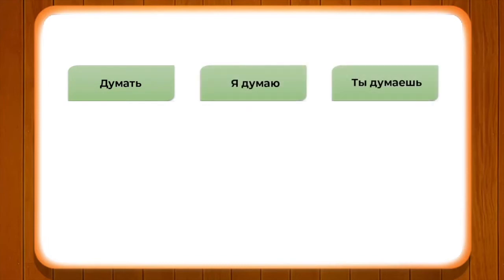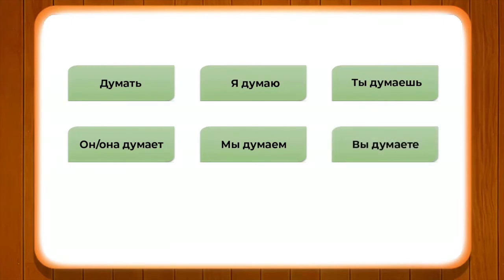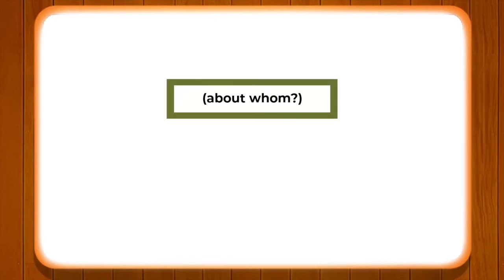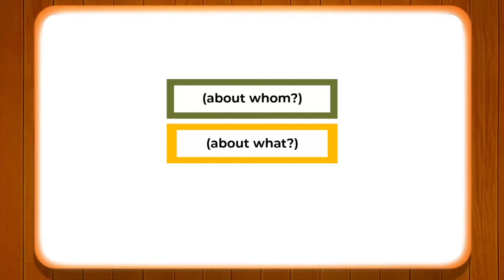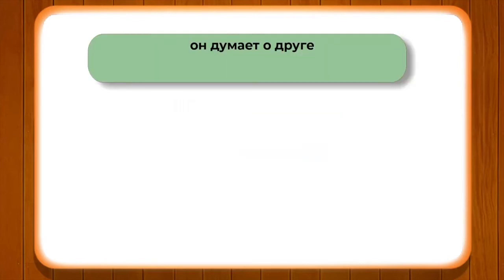For example, the first one, думать. Я думаю, ты думаешь, он, она думает, мы думаем, вы думаете, они думают. So, think. When we are using the verb to think, let's use some sentences to understand it clearly. Думать. About whom and about what, you can use in both cases. Он думает о друге. He is thinking about, о ком, about, о друге. He is thinking about a friend.